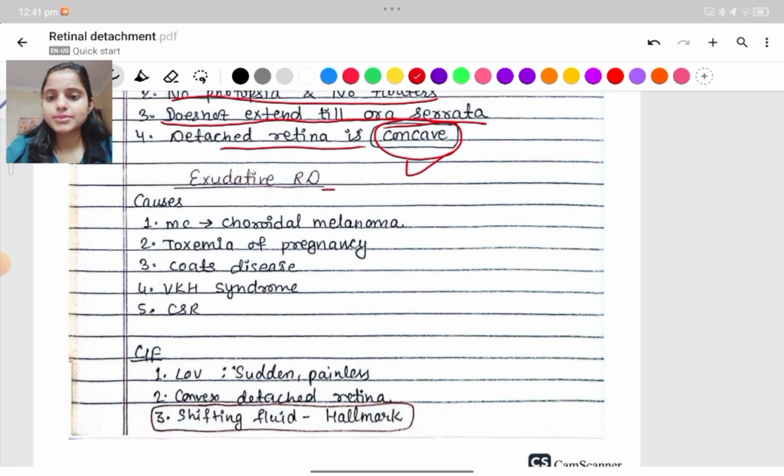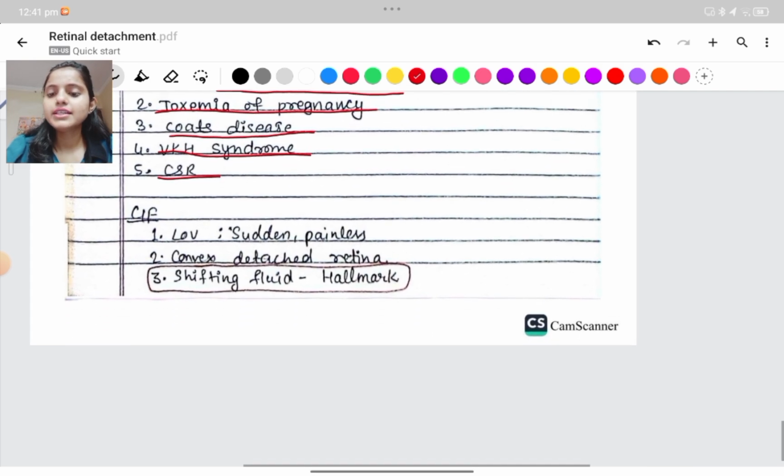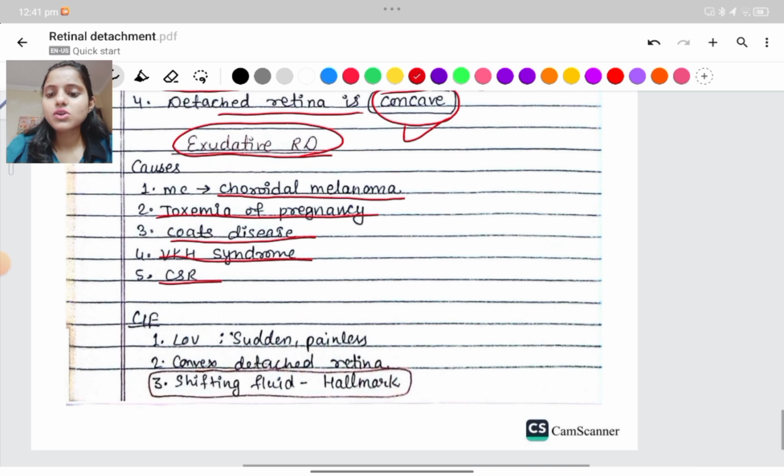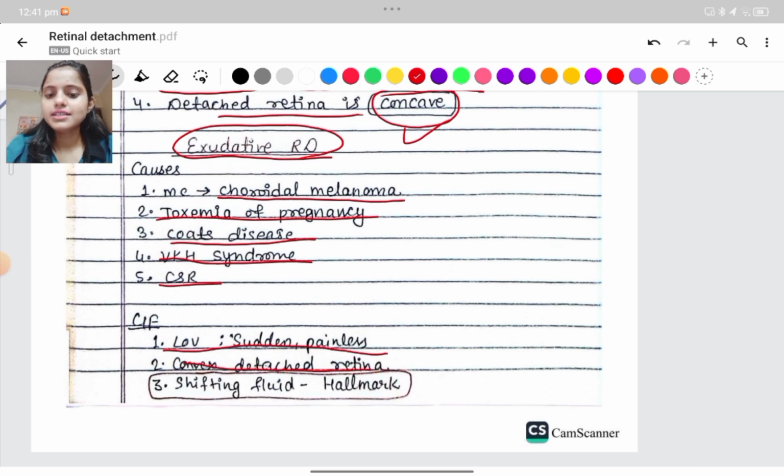In exudative retinal detachment, the most common cause is choroidal melanoma, toxemia of pregnancy, Coats disease, VKH syndrome, and CSR. The clinical feature will be sudden painless loss of vision, convex detached retina, and shifting fluid will be seen. As the patient moves, the fluid will shift.